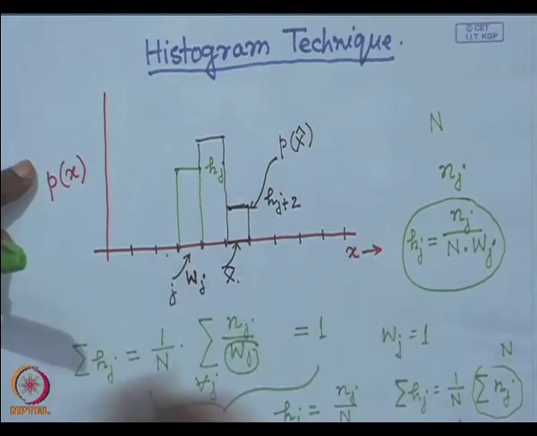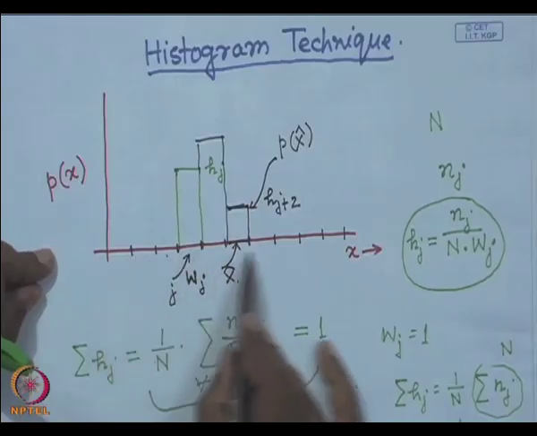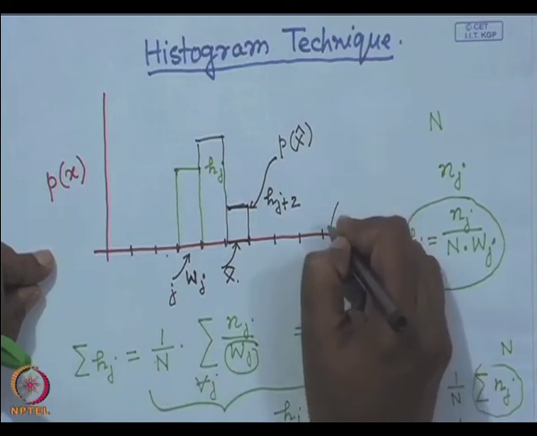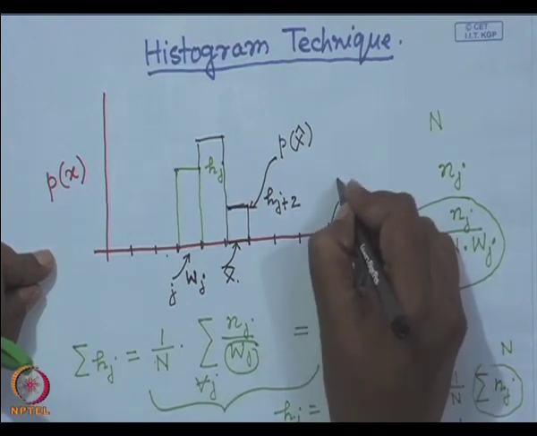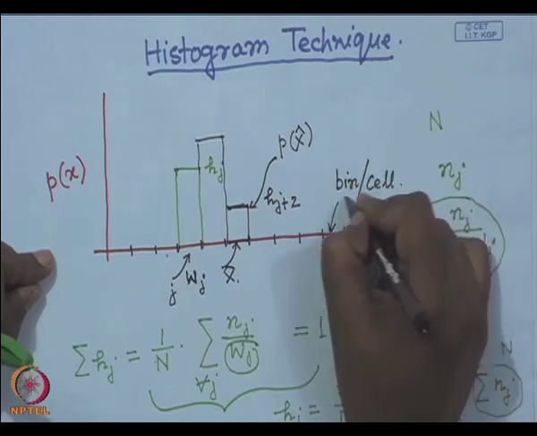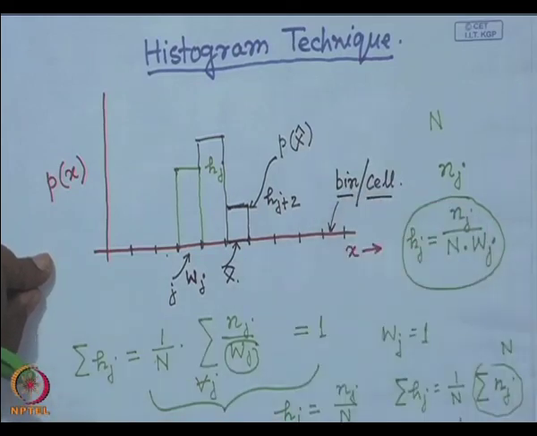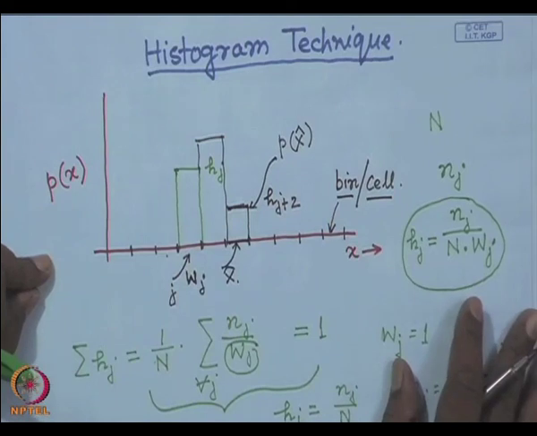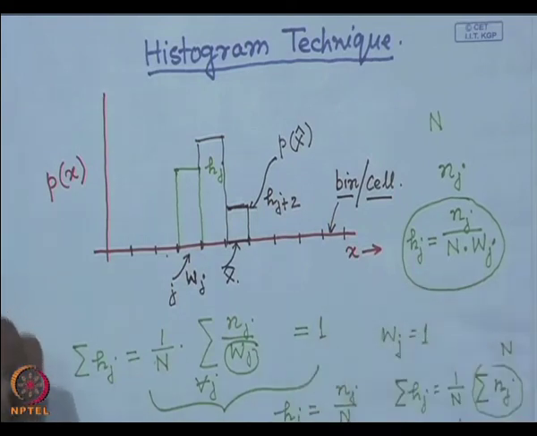So, when I break the x axis or the variable into a number of intervals like this, each of these intervals is usually called a bin or a cell. So, this is how histogram based techniques for probability density estimation work. In the next class, we will explain this further with the help of some examples, and then we will extend this to multi-dimension, when x, instead of being a scalar variable, is a vector. Okay. Thank you.